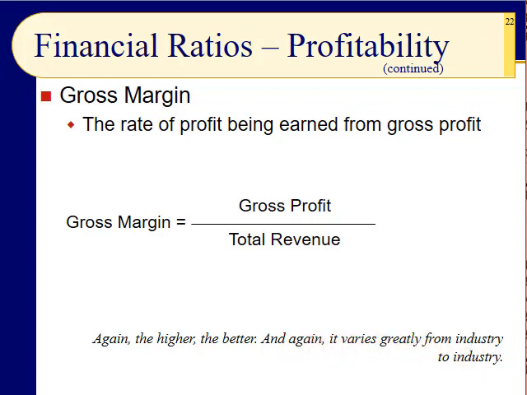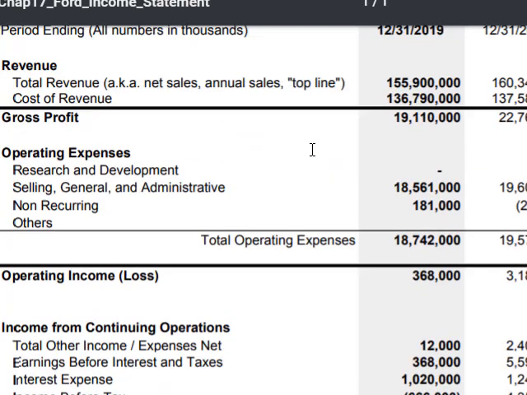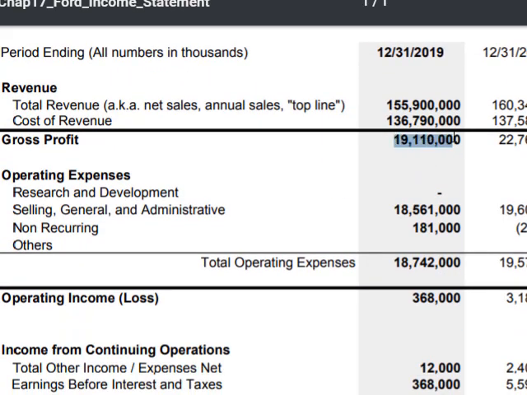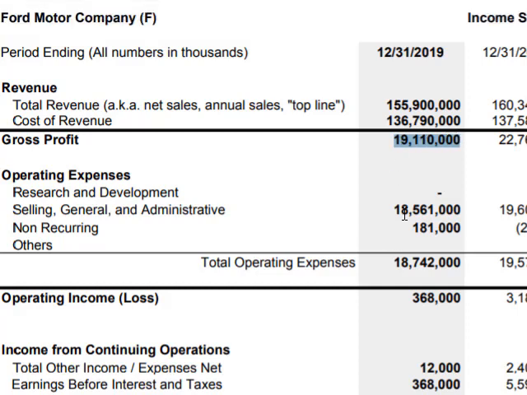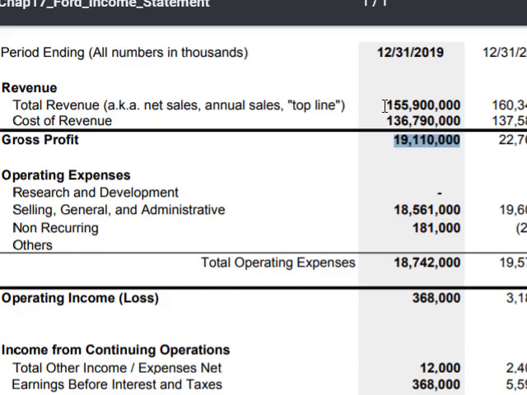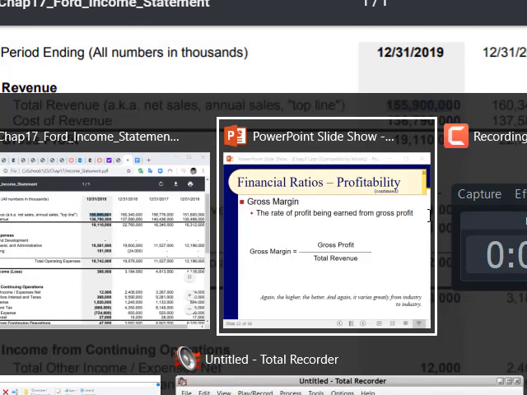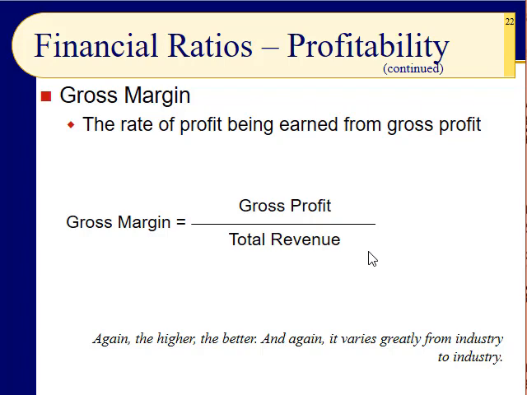So if we bounce back to the income statement here, we'll see that their gross profit was $19 billion. So you see they made a lot of money if you don't account for the fact that they had to do research and development, selling, general administration. So if we use 19,110 and we divide that into the top line number, we'll find that that's actually about 12%. If you do the calculation, take 19,110 divided by 155,900, and you get about 12.26% is what I got.